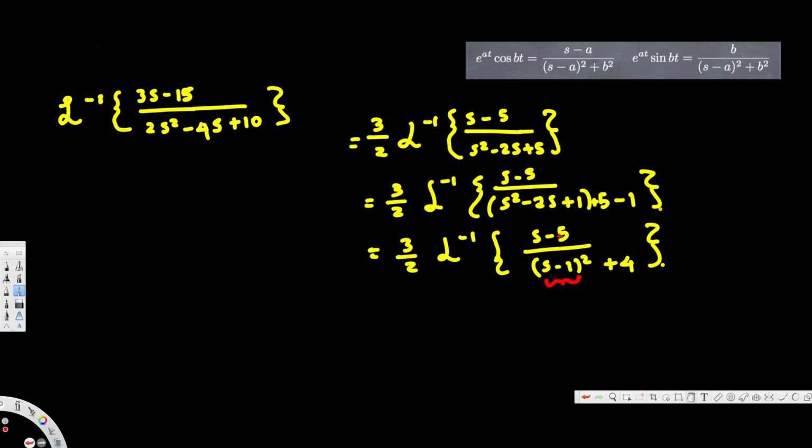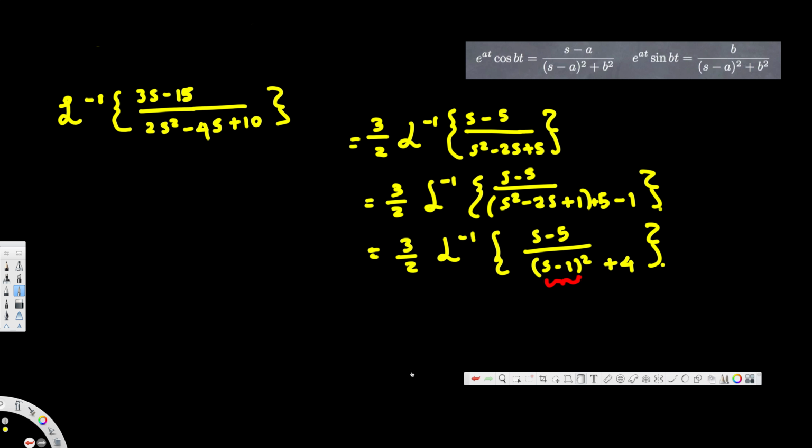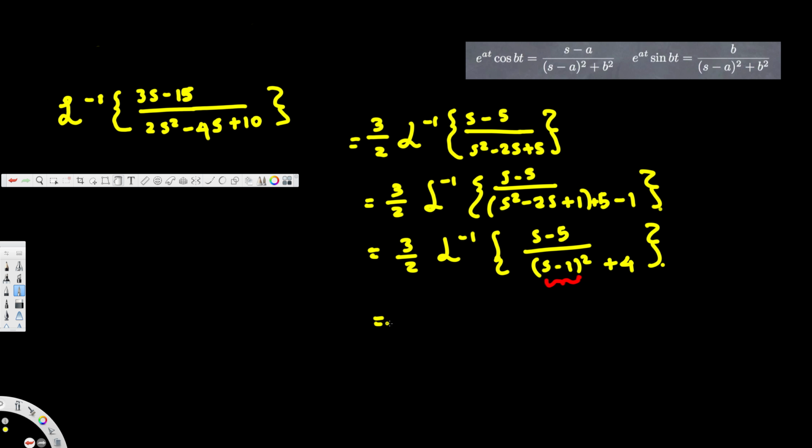To bring this one into this pattern, what we can do is subtract 1 and add 1 to bring that s minus a pattern. So that's what I'm going to do here. Let's continue here. Here we are going to have 3/2 L inverse, and then we are going to have s minus 1. This is what we want. If we subtract 1, we have to add 1.